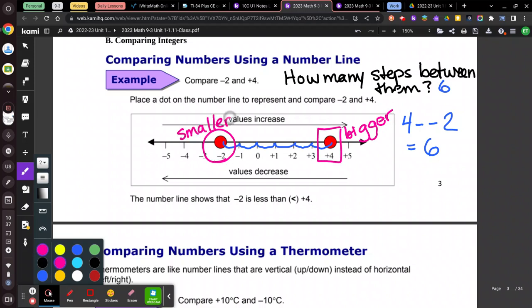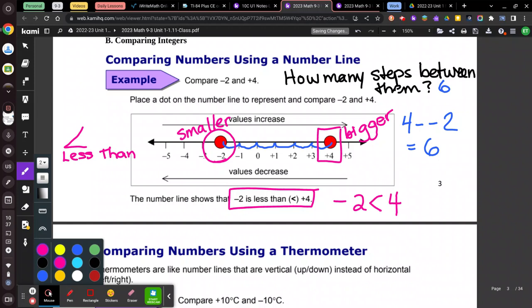So how can I say that with symbols? They're showing us right here. They're saying -2 is less than +4. And that's how they would write it. -2 is less than +4. Okay? So this little symbol is like a kicked over letter L. So that's the less than. You can make a letter L with your left hand. That's the less than sign.